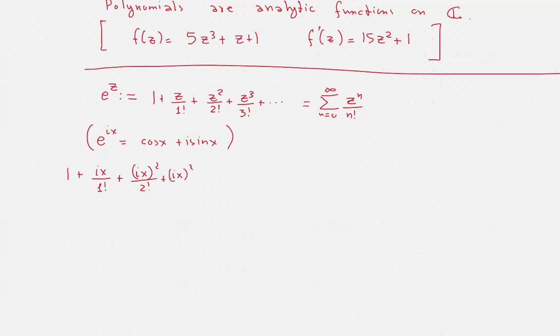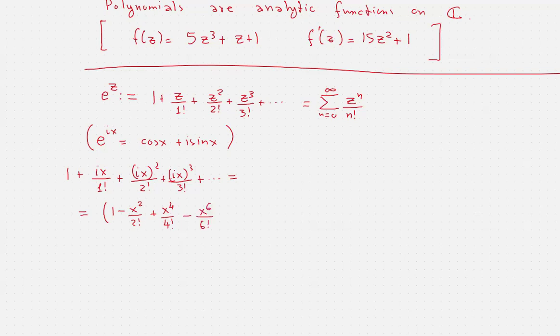Then we can separate the real summands from the complex summands, from the ones that have i in front of them. And basically what you get is something like 1 minus x squared over 2 factorial plus x to the 4th over 4 factorial minus x to the 6th over 6 factorial. So in other words, for all even exponents, we get a real term.